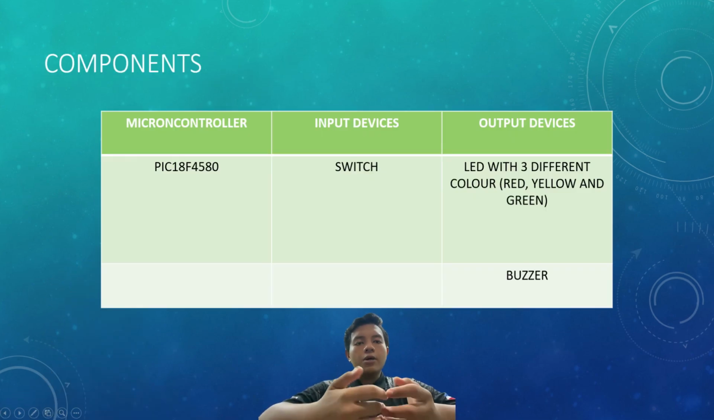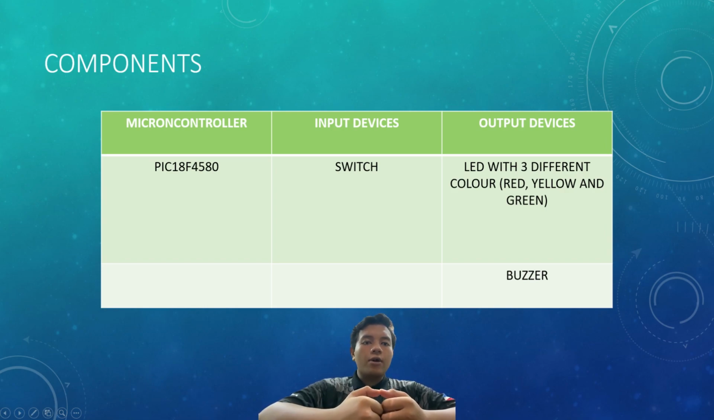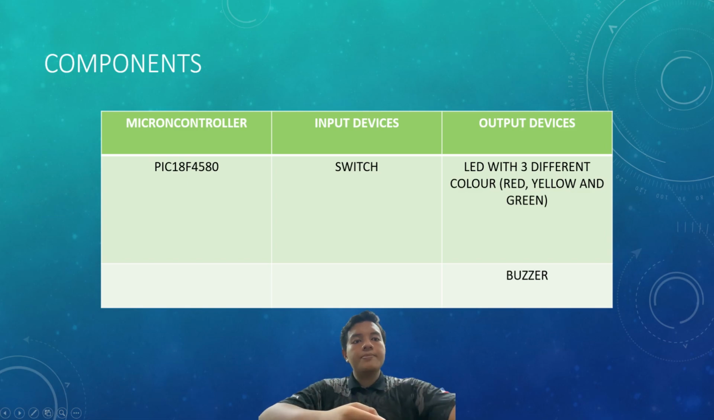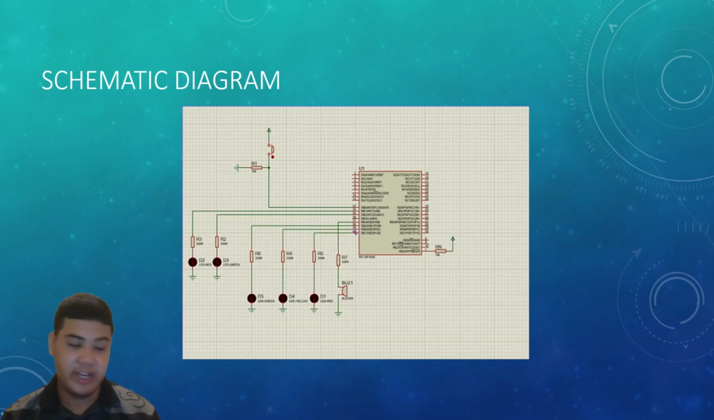For our components, we are using the microcontroller PIC18F4580. For our input device, we are using a switch, and for our output device, we are using three different color LEDs, which are red, yellow, and green. Now we move on to the schematic diagram.